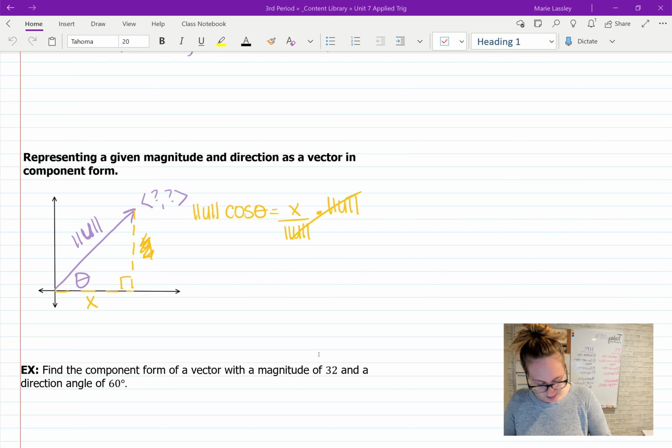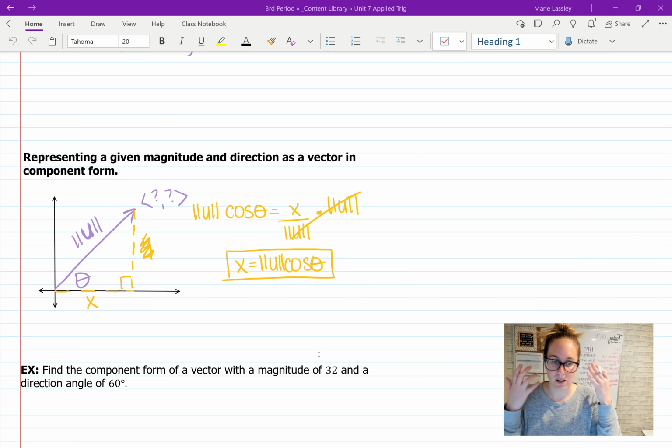So that tells me that x is going to be equal to the magnitude of my vector times the cosine of my direction angle. That's the x piece. That's how you find the x value for your component form. You just take the magnitude and you multiply it by the cosine of your direction angle.